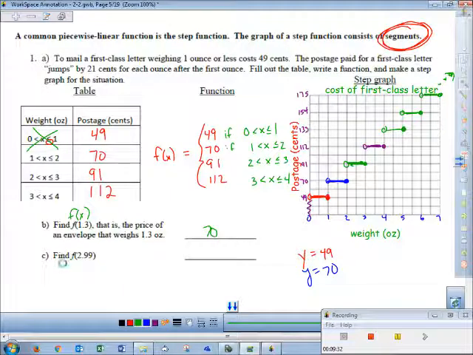So it says find the function evaluated at 2.99. That is the price of an envelope that weighs 2.99 ounces. So you go to 2.99, which is between 2 and 3, and boom, that's going to be 91 cents. So that's the basic idea of a step function.